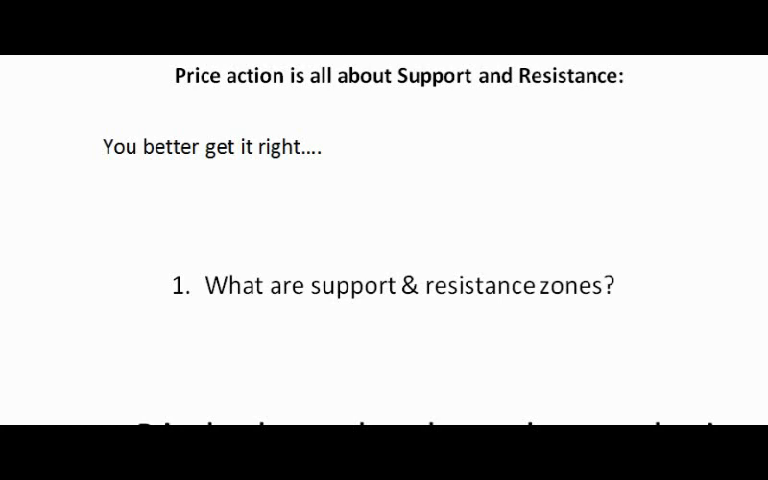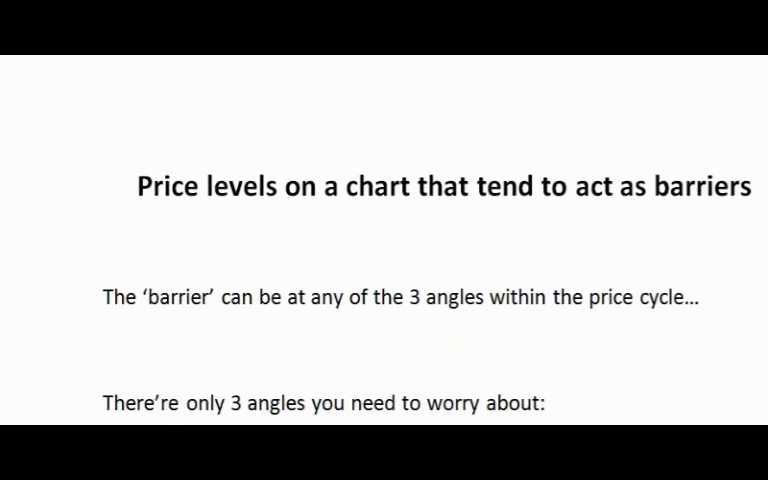So what are these support and resistance zones? On a chart, you have these price levels that tend to act as a barrier. So we have price, we have a level on a chart, and we have a barrier. These barriers are what we call support and resistance. So when price goes to these levels on a chart, it means that it is reaching a boundary.